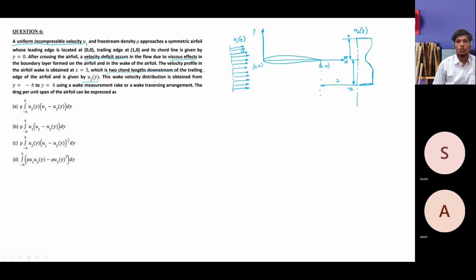They have given the function of u1 of y. So it can be some other function where u1 of y is uniform, where u2 of y has some momentum deficit. That means there is some loss of velocity in this momentum just behind the aerofoil, and it can be represented like this because of the momentum deficit they are seeing. So the velocity deficit or the mass deficit should also be there here. So that can be represented in this way, that is from minus h to h. So now the only question is how you can find out this drag per unit span of the aerofoil.